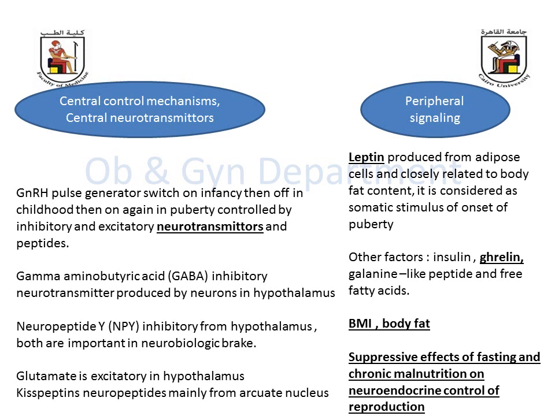What about the peripheral signaling? The peripheral signaling includes leptin, which plays an important role in starting up pubertal changes, and ghrelin as well. Body mass index, body fat, fasting and malnutrition, and neurological or neuroendocrine control of reproduction play a role as well.